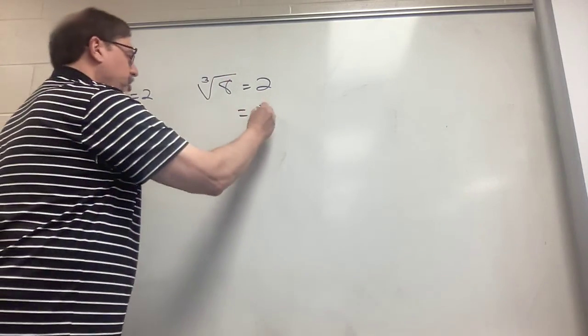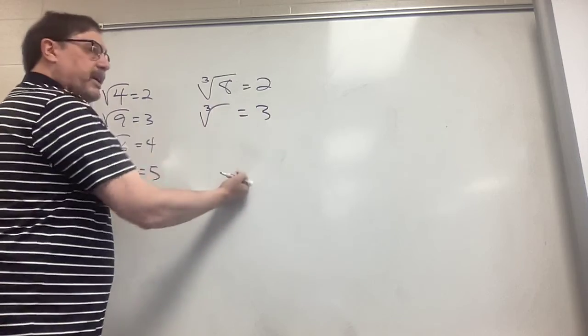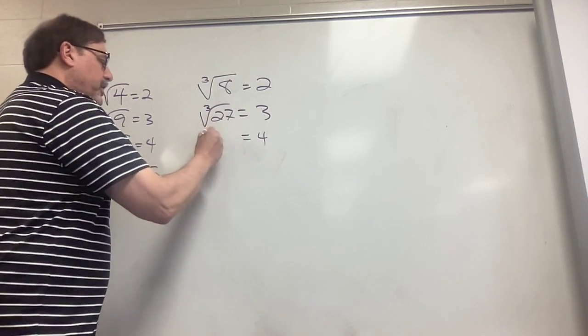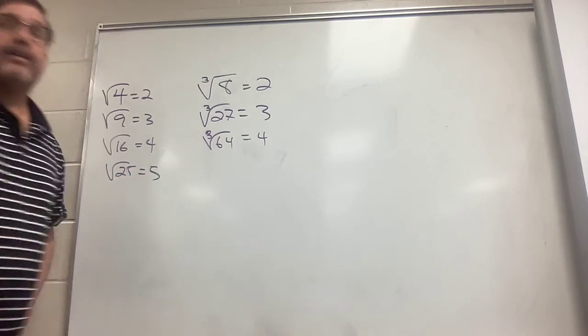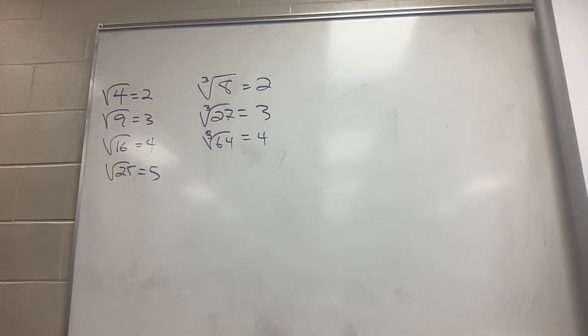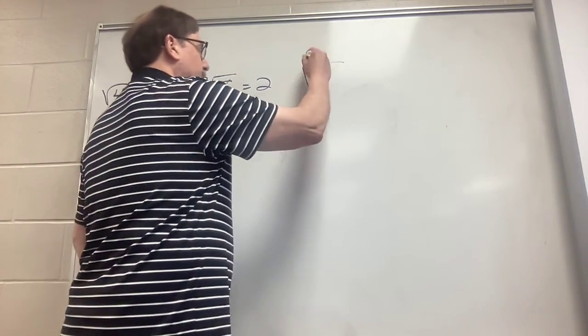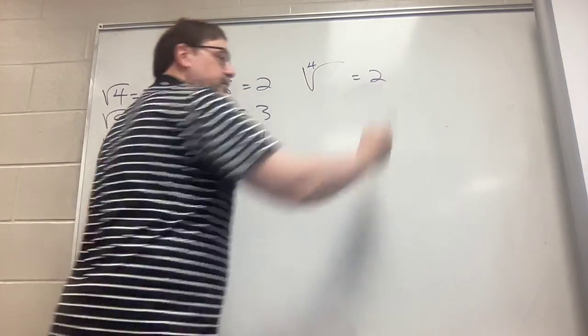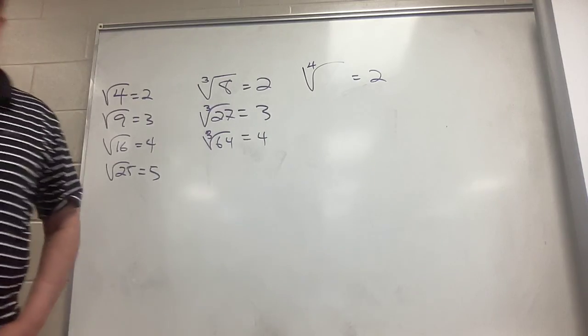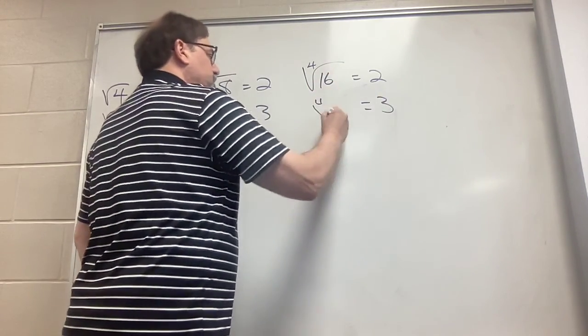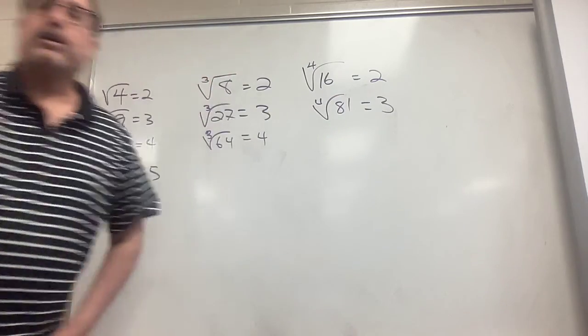All right, there's going to be some cube roots. 3 times 3 times 3. 4 times 4 times 4. So, are they going to be written down for you? No. Do you have to memorize them? No. There's going to be some 4th roots. Maybe. All right, well, just figure it out. 2 times 2 times 2 times 2 will be 16. 3 times 3 times 3 times 3 is going to be 81.